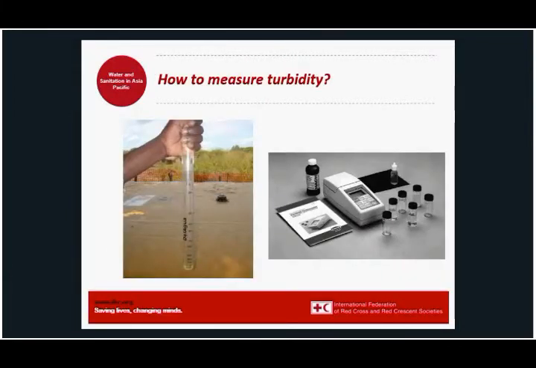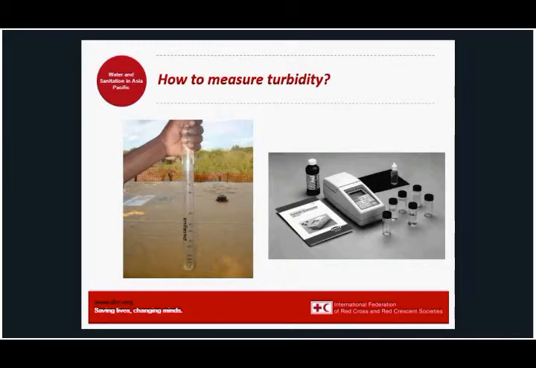So how do we measure turbidity? Well, we can do it both manually and digitally. The most simple method is the one that you see on the left-hand side, which is using a graduated turbidity tube. And then the one on the right-hand side is a digital turbidity meter that you would more likely use inside a laboratory. The one on the left, the turbidity tube, is more of a field-based measurement.